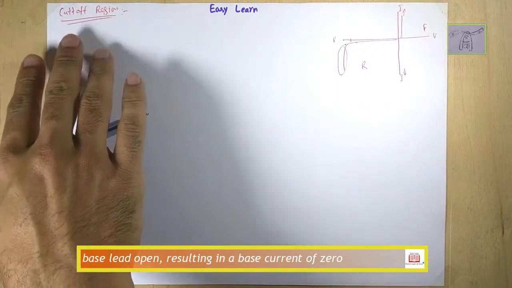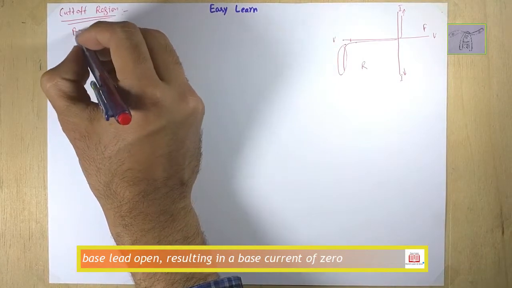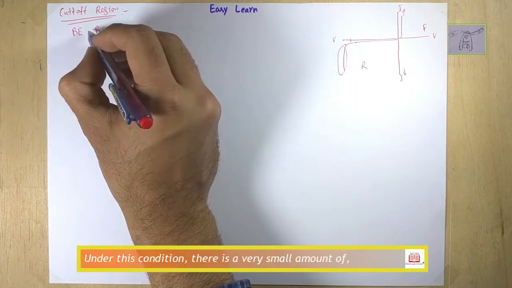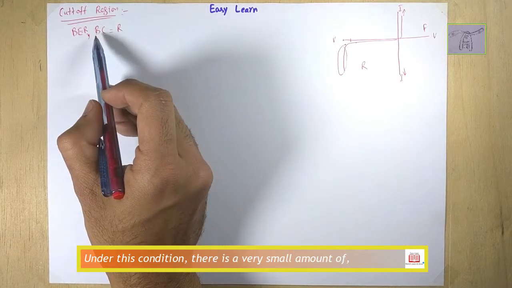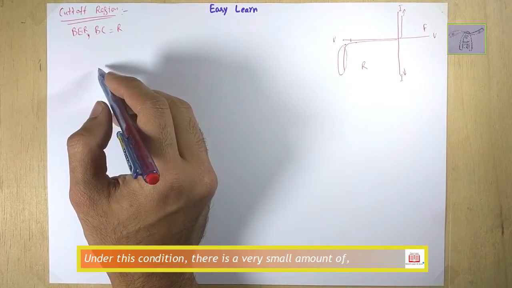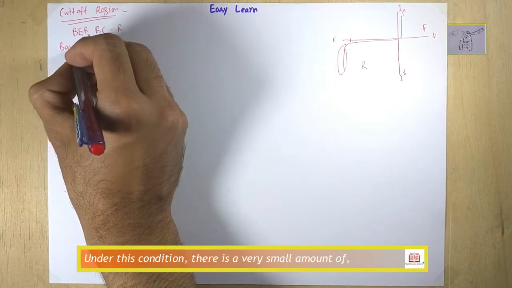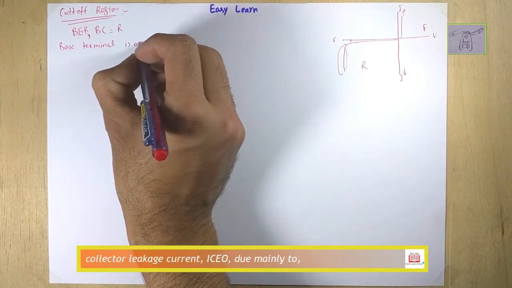You can think that in the cutoff region both the base-emitter junction and the base-collector junction are in reverse bias. Both are in reverse bias. The base-emitter junction is in reverse bias, and the base-collector junction is also in reverse bias. This happens only when the base terminal or lead is open.